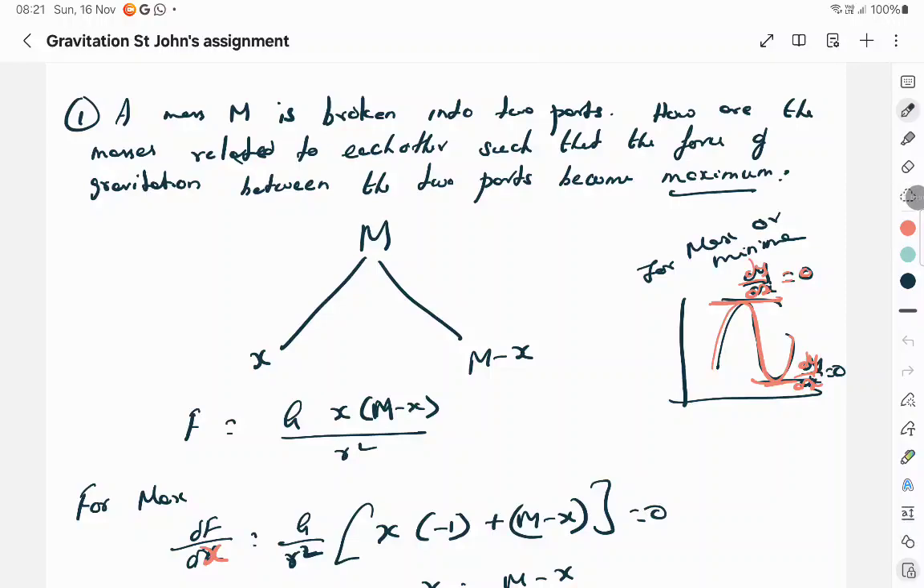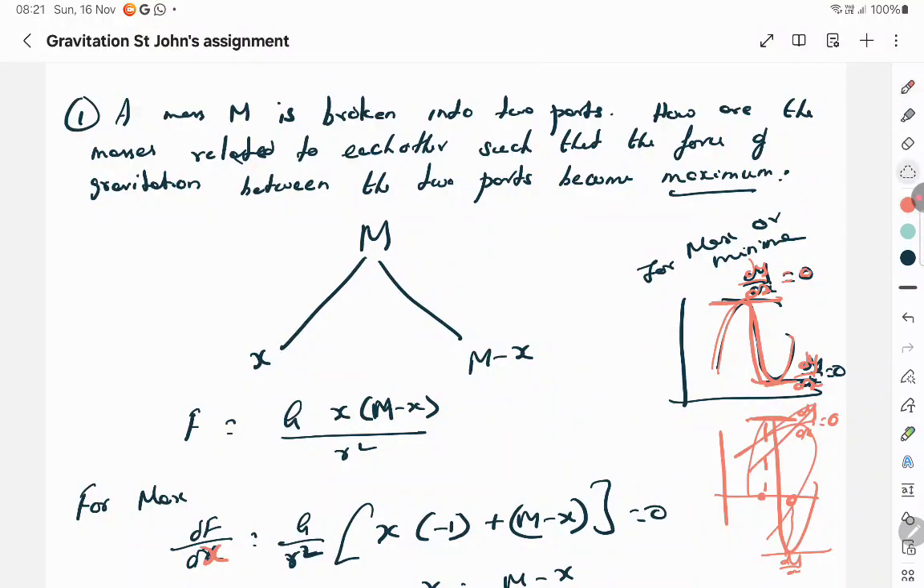The first question: a mass capital M is broken into two parts, x and M minus x. How should the masses be related to each other such that the force of gravitation between them becomes maximum? For maxima or minima, the dy by dx, that is the differentiation value, can be equated to 0, and that's the point at which the maxima or minima can occur.